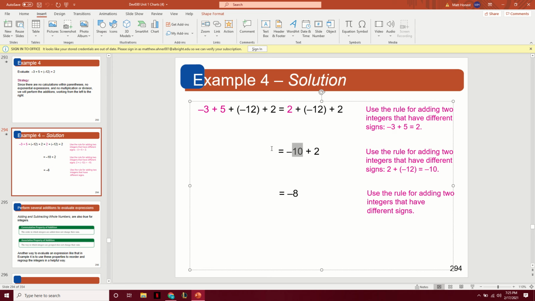Last but not least, we'll do negative 10 plus 2. I see that they have different signs. Negative 10 and positive 2 have different signs, so I'll subtract them. 10 minus 2, that'll give me 8. And because 10 is the bigger number and it has a negative sign, our answer is negative 8.